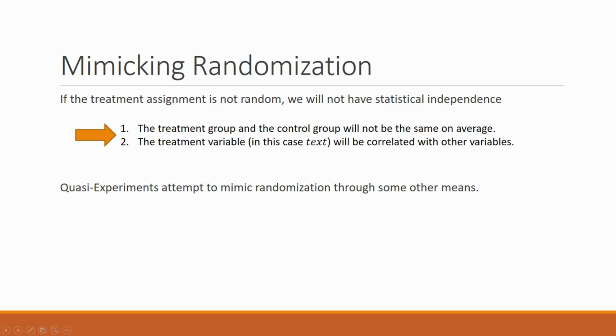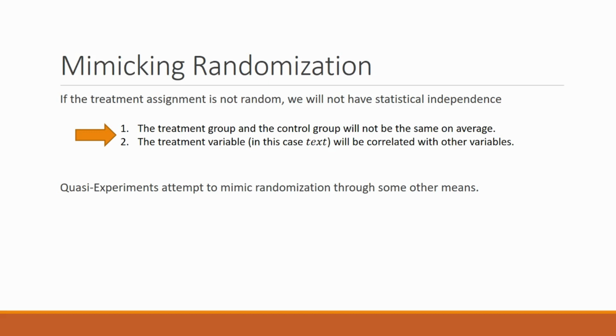So if the treatment assignment is not random, we will not have statistical independence. This means that the treatment group will not be the same as the control group on average. So let's say we didn't randomly assign the textbook, but instead we just went into a population of students, collected data, and observed who has textbooks and who doesn't. In this case, the ownership of textbook is not random. Some students have the textbooks, some students don't, and there's some reason why. So the group of students that owns the textbook will not be the same as the group of students that don't own the textbook. They won't be the same on average.